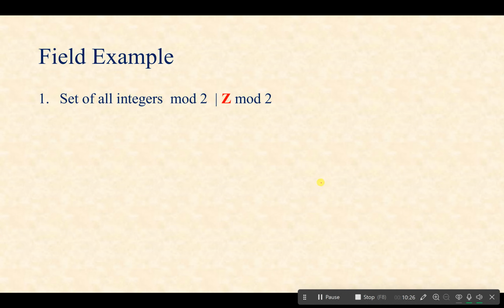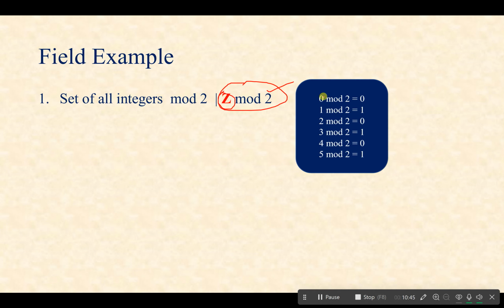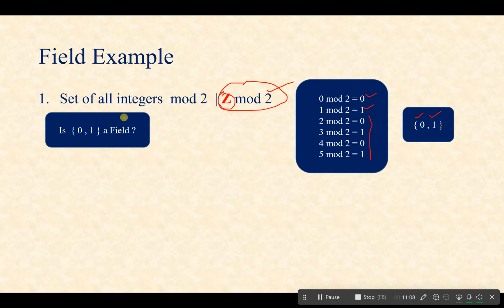Now let us see one still trickier example. Let us see the set of all integers mod 2. The set of all integers is represented using Z. Now we want to find out whether Z mod 2 is a field or not. Whatever number you perform modulo arithmetic on, the answer will always be either 0 or 1. You can see 0 mod 2 is 0, 1 mod 2 is 1, 2 mod 2 is 0. If you go on like this till infinity, the answer will be either 0 or 1. So instead of writing Z mod 2, it is the same as writing {0, 1}. So we'll see whether {0, 1} is a field.